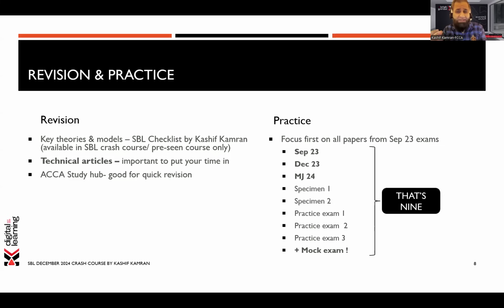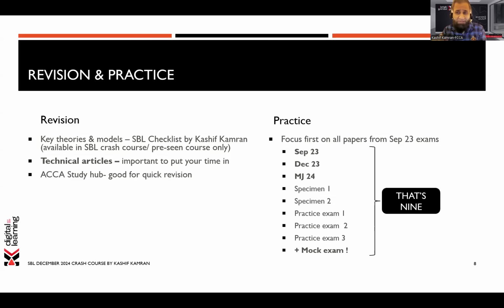In terms of practice, because there are changes since September 23, I would only recommend you to do the papers from September 23 onwards. So you can see on your screen on the right-hand side, that's a total of 9. September 23 exam, December 23 exam, and the March June 24. These are 3 real exams. Then you have specimen 1, specimen 2. These are specimens which are released after September 23.